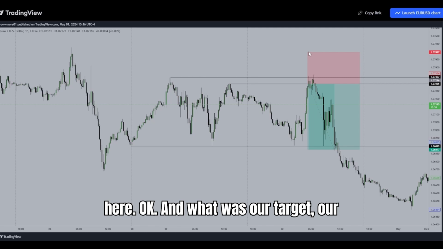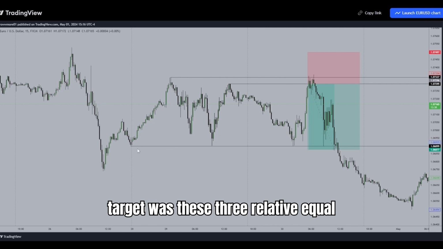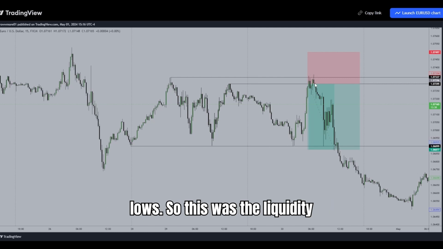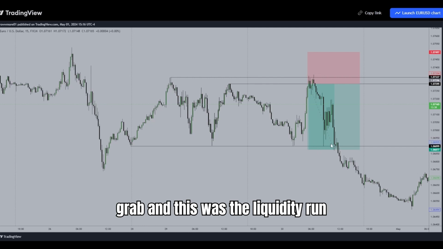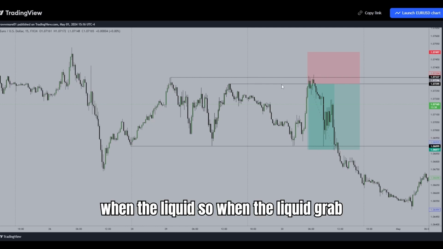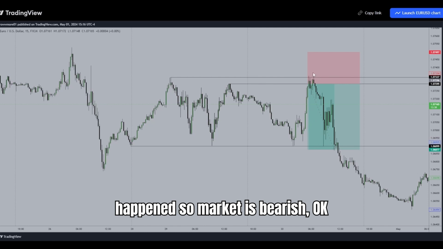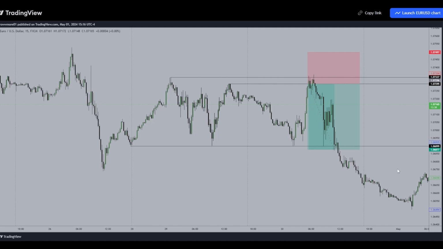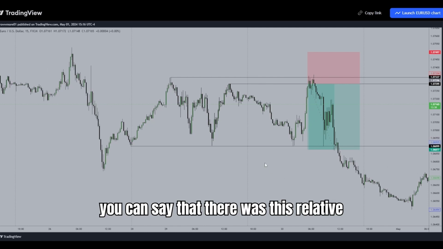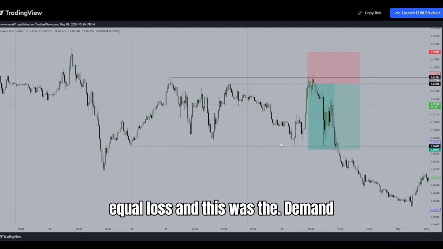And what was our target? Our target was these three relative equal lows. So this was the liquidity grab and this was the liquidity run. When the liquidity grab happens, the market is bearish. You can say that there were these relative equal lows and this was the demand zone.